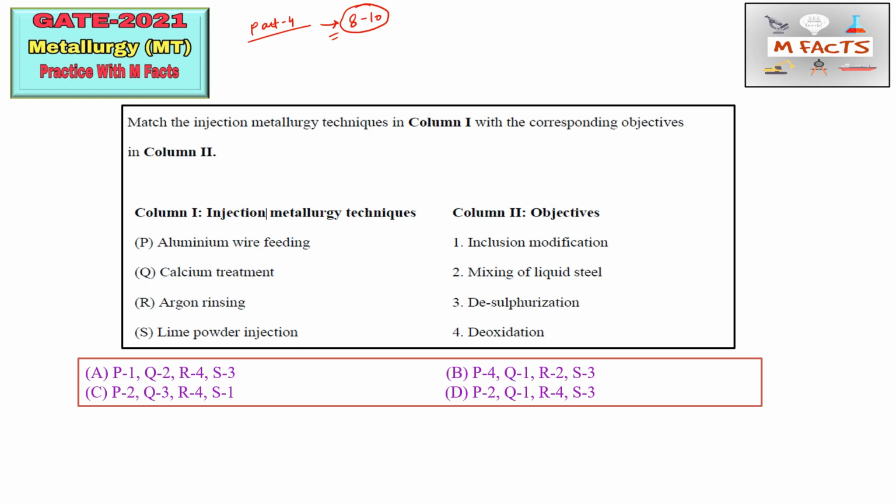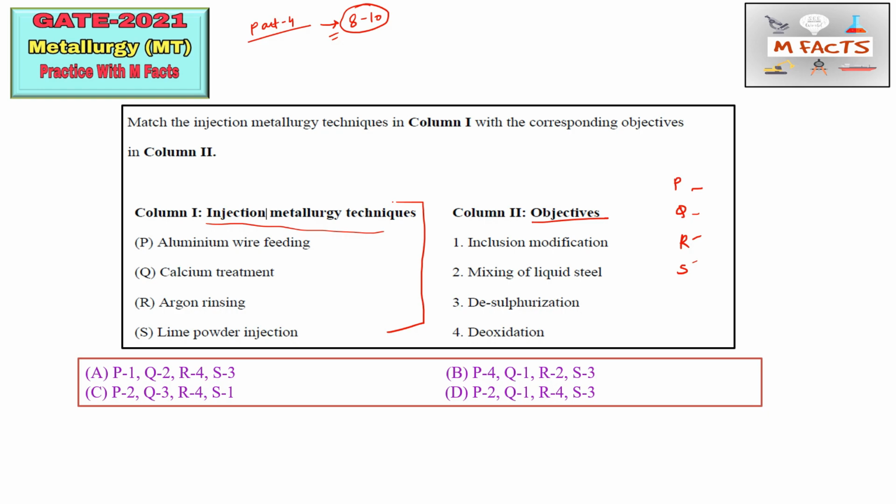So discussion of these matching type questions will help you while doing the MCQs and MSQs. Here is the question: match the injection metallurgy techniques in column first with the corresponding objectives in column 2. This is column first, where they have given some injection metallurgy techniques, and this is the objective of these techniques. We need to match them. PQRS we will write like that, and we will find them one by one.